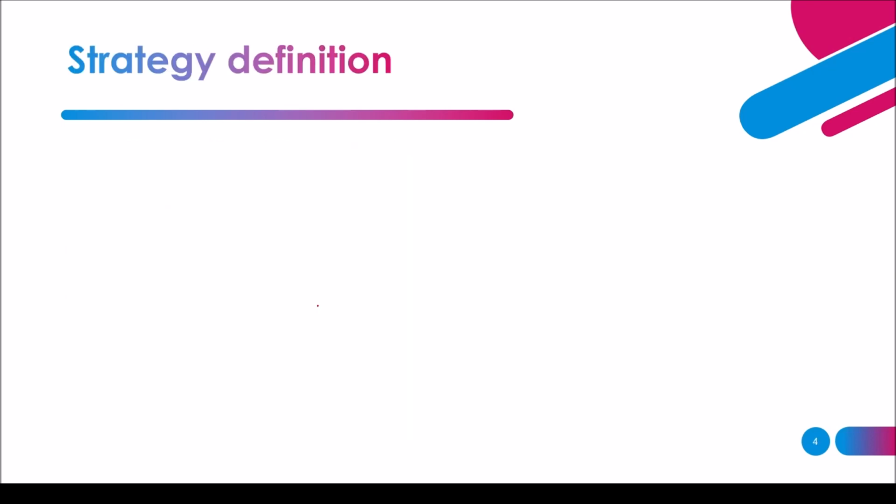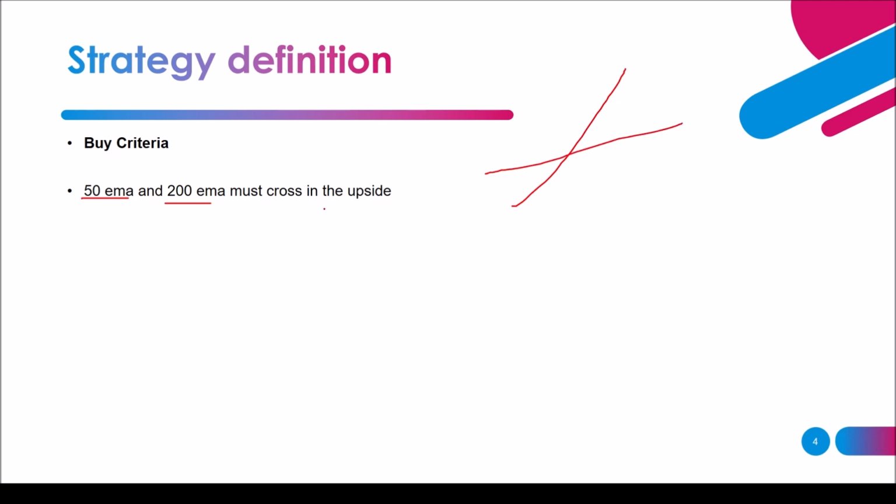So basically, here's the definition of the strategy, which whoever wants to use it should follow only these parameters. So here's the buy criteria. We need to see the 50 exponential moving average and 200 exponential moving average giving us a crossover. By crossover, we are saying the 50 and 200 should be making a crossover while the 50 is going above the 200 EMA. That is what we mean by the upside.